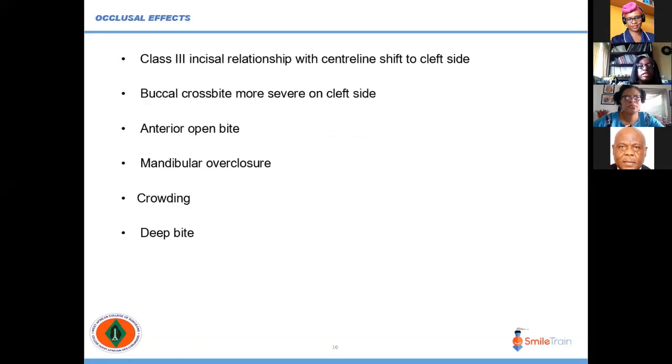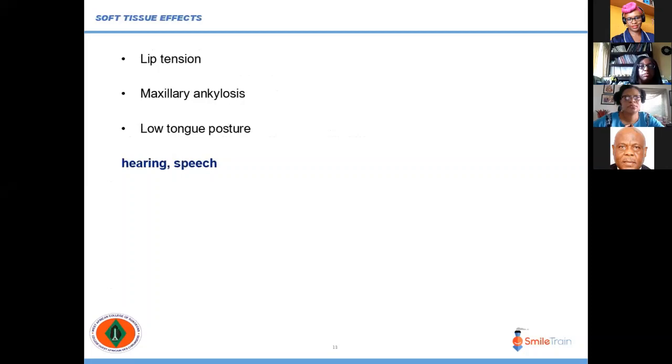Now, the occlusal effects involve a class 3 incisal relationship, and there tends to be a centerline shift towards the cleft side. There are buccal crossbites, and this occurs more severely also on the cleft side. Anterior open bite or mandibular overclosure is frequently seen, whereas crowding and deep bite are also present in these patients. Soft tissue effects include lip tension, maxillary ankylosis, and low tongue posture. And apart from all these effects, it also affects, as you know, hearing and speech.